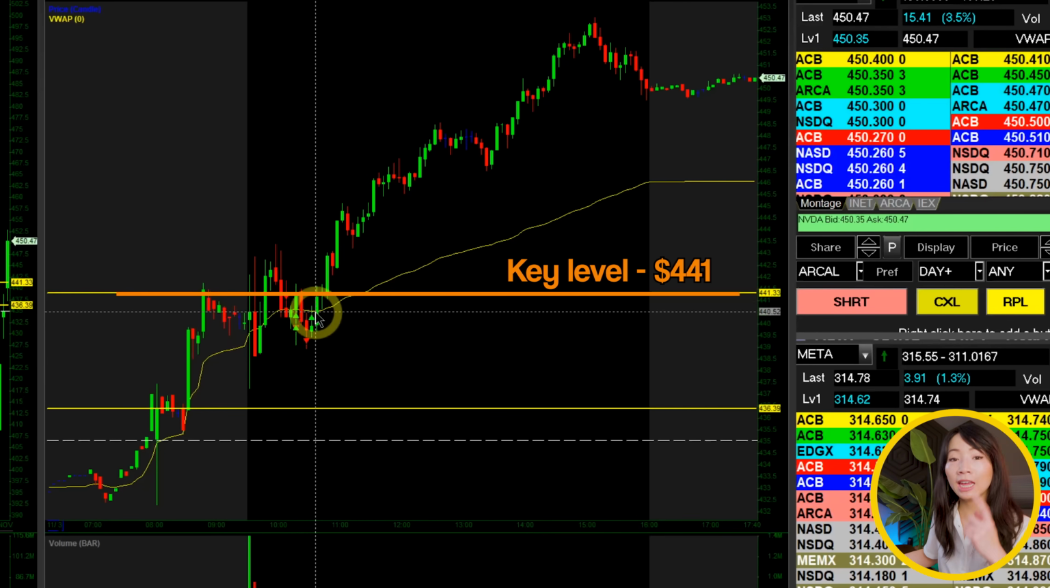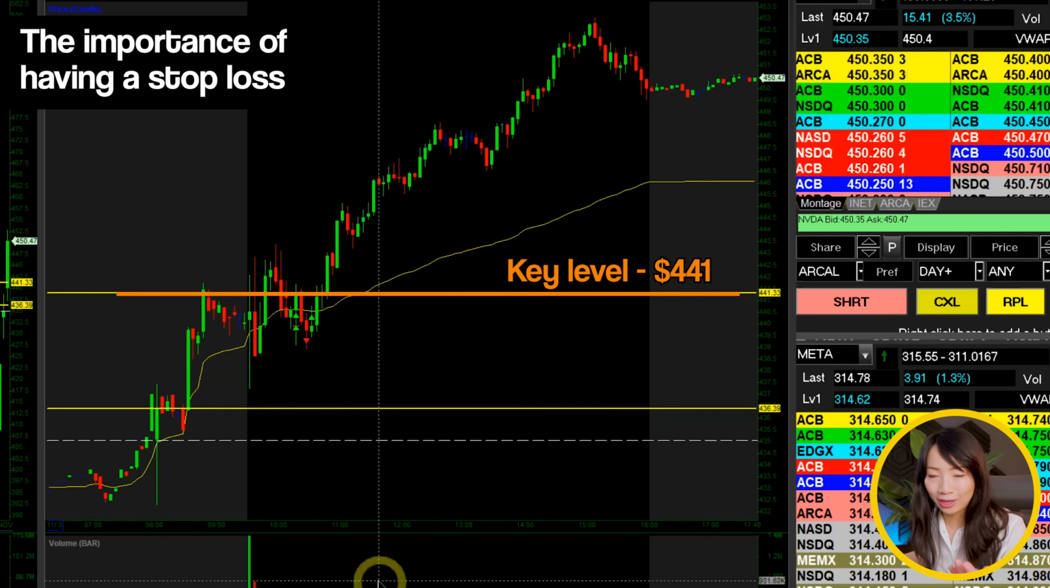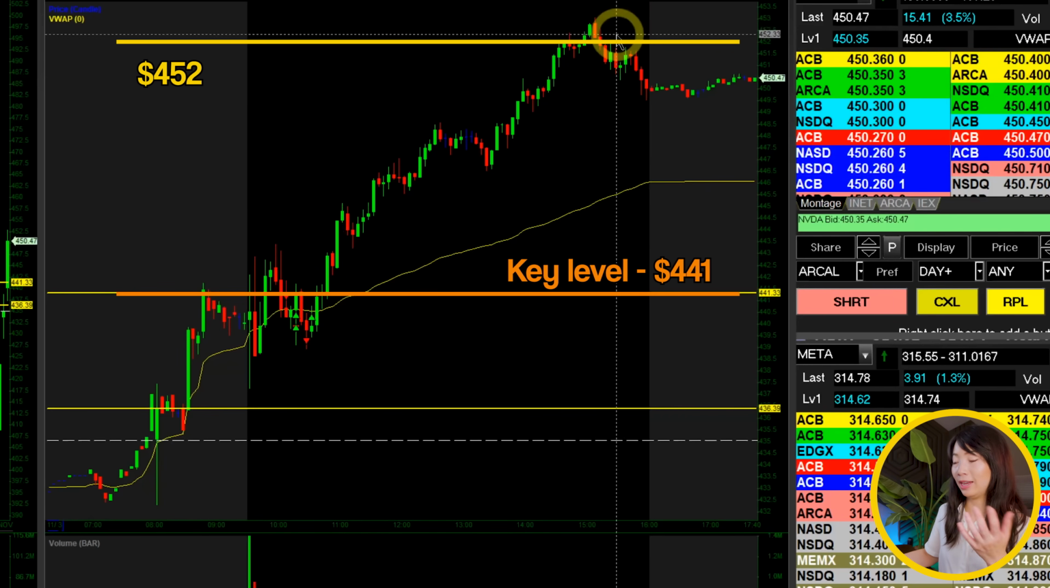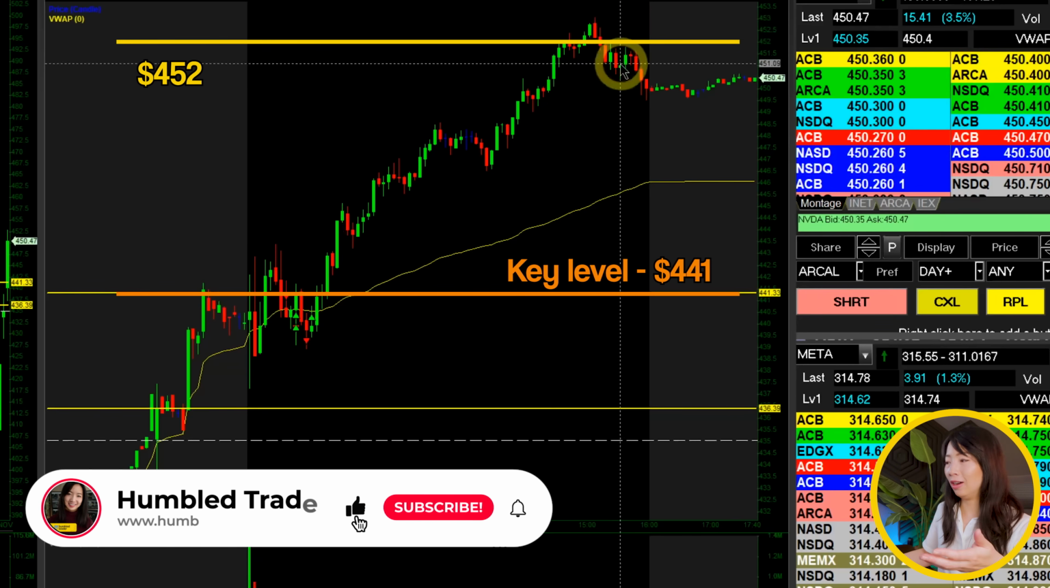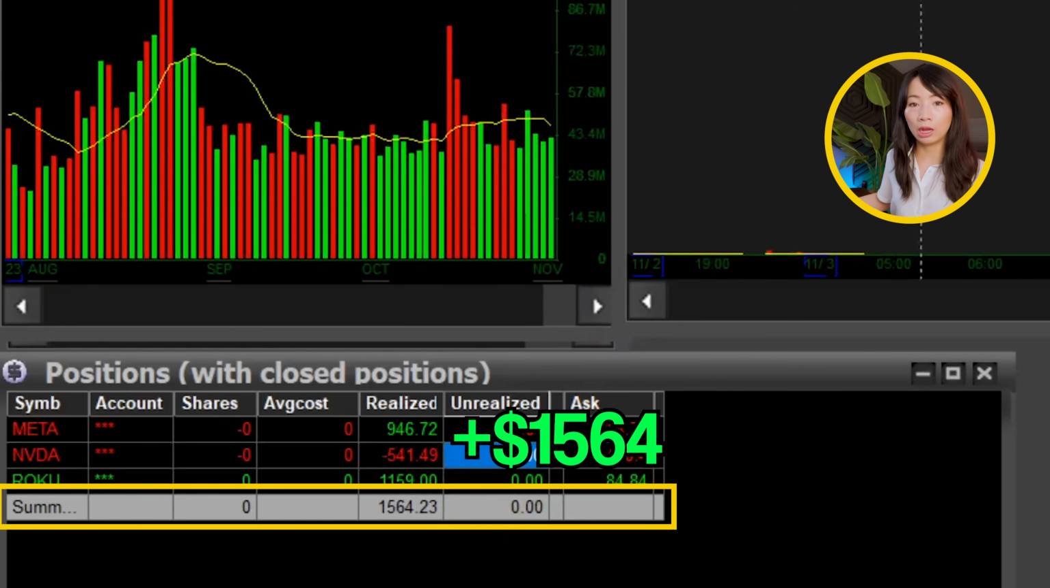This later on reclaimed VWAP, reclaimed key level with a high volume breakout and went back to highs to 450. In hindsight, I wish I went long, but guys, everything's perfect in hindsight. So not bad, ended the day today with $1,500 in total.